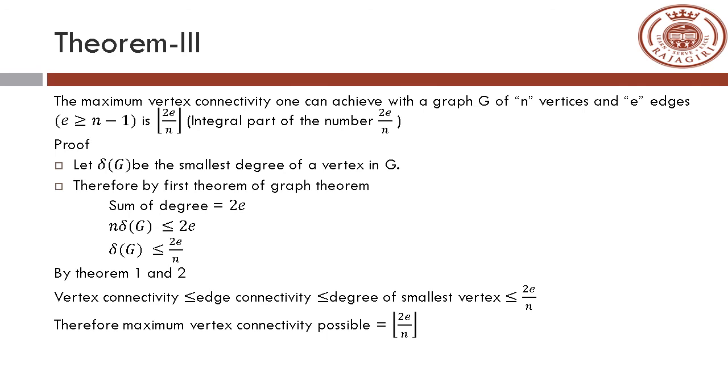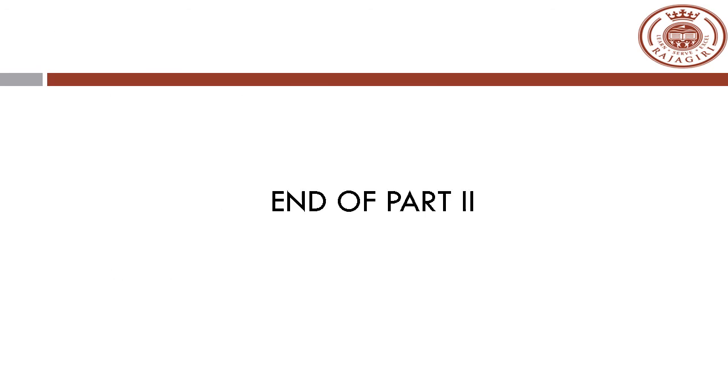And using theorems 1 and 2, the vertex connectivity is less than or equal to the edge connectivity, which is less than or equal to the degree of the smallest vertex, and the degree of the smallest vertex is less than or equal to 2e by n. Since vertex degree is an integer, we take the maximum vertex connectivity possible as the integral part of the number 2e by n. Hence the theorem. With this, we come to the end of part 2. Thank you.